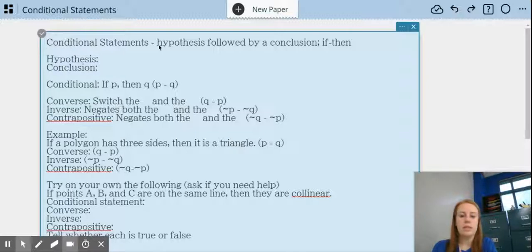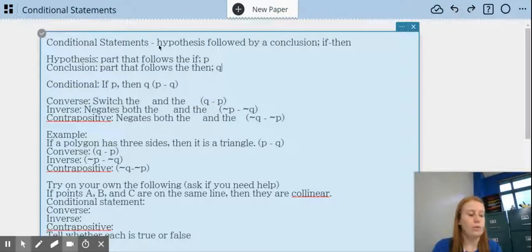So the hypothesis is the part that follows the if, and we can denote that with a P. Don't ask me why they chose P. The conclusion is the part that follows the then, and we denote that with a Q. Again, I don't know how they chose these symbols. So our conditional statement is our first initial statement. It's if the hypothesis, or if P, then the conclusion, then Q. So we write that P to Q.